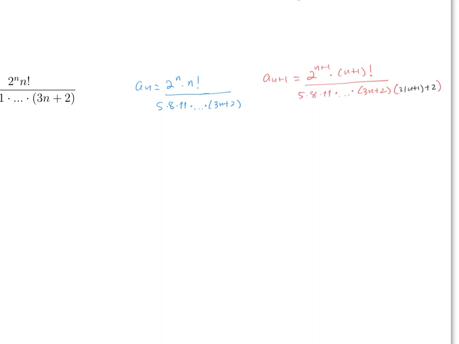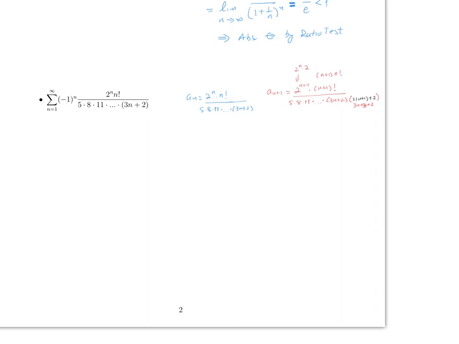And then if you simplify, notice that this is 2 to the n times 2. We have done that a few times. We already said this was n plus 1 times n factorial. And on the bottom, the only thing you can say is that this is 3n plus 2, plus 3 plus 2, which should give you 3n plus 5. Right?